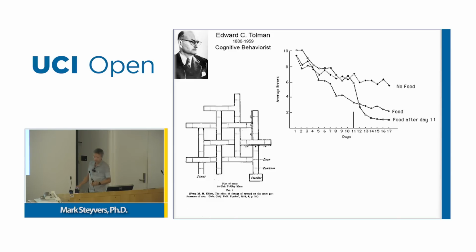And he found, not surprisingly, this is just very simple Thorndike gradual learning curves again, that over time errors go down, like the number of wrong turns that these, I think, rats are taking in these mazes.